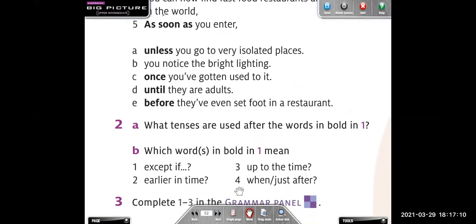I'm going to match this with some colors. So we have unless. It means except if. Then we have earlier, before, or earlier in time for before. Up to the time.